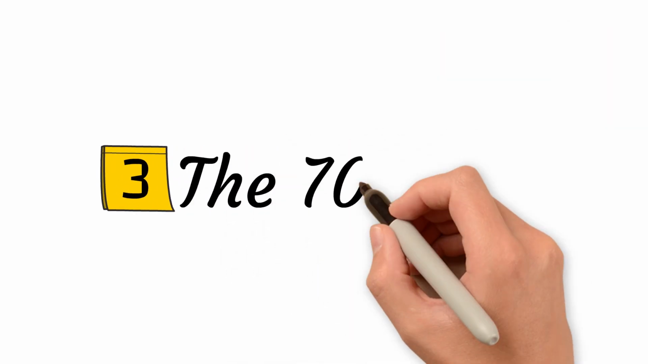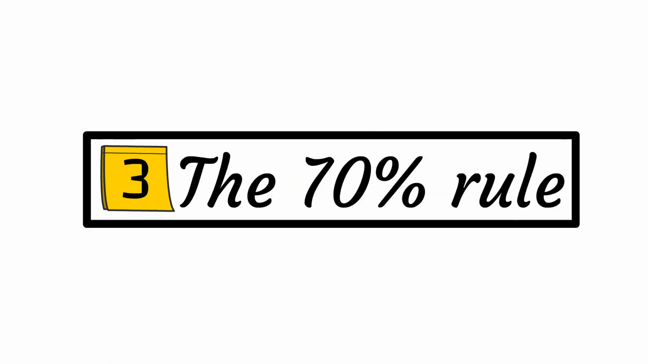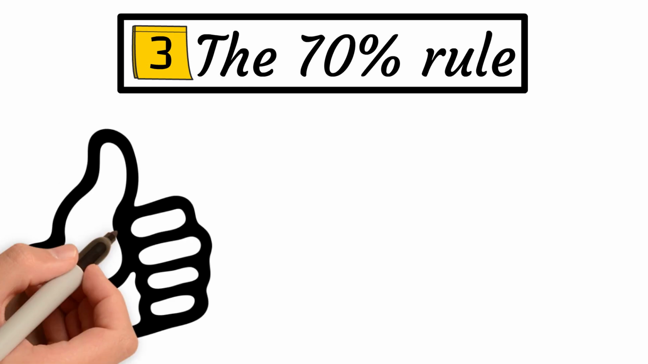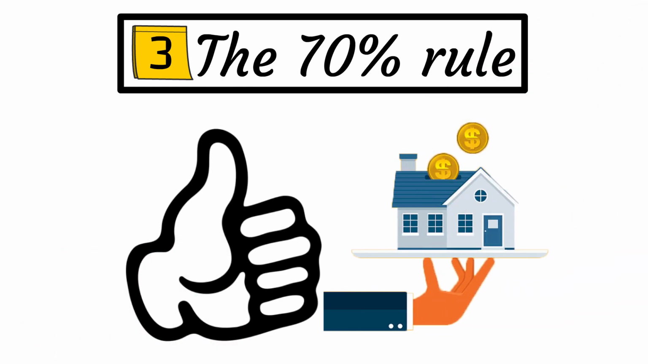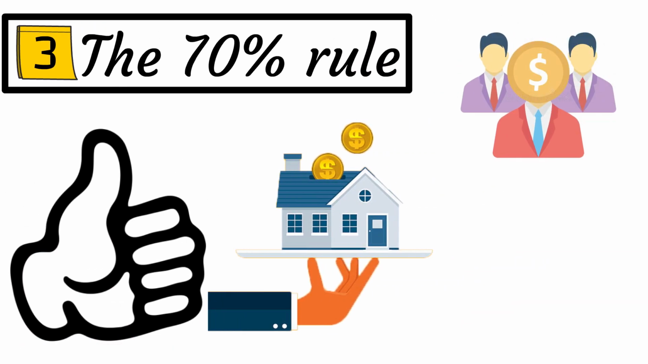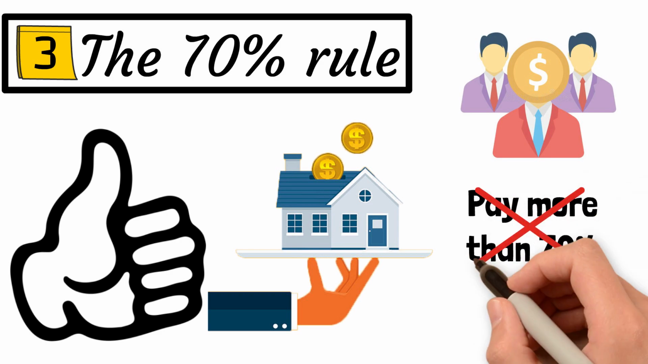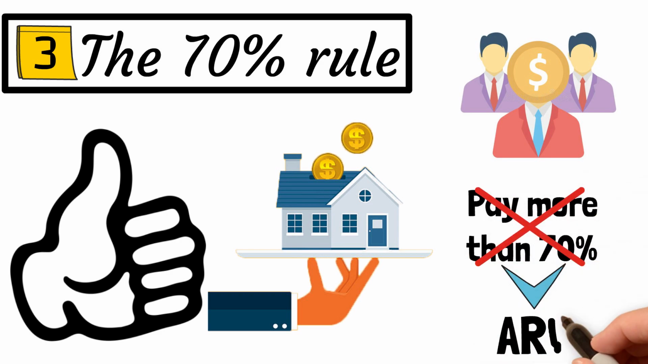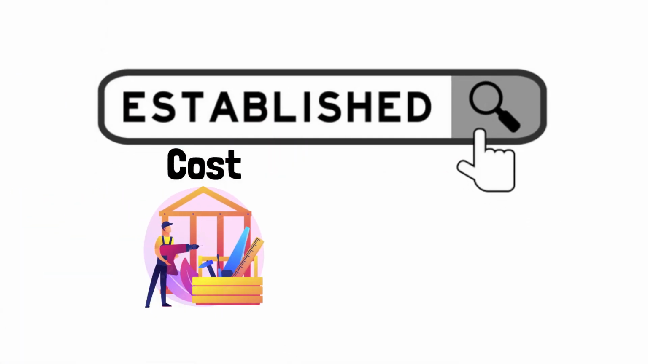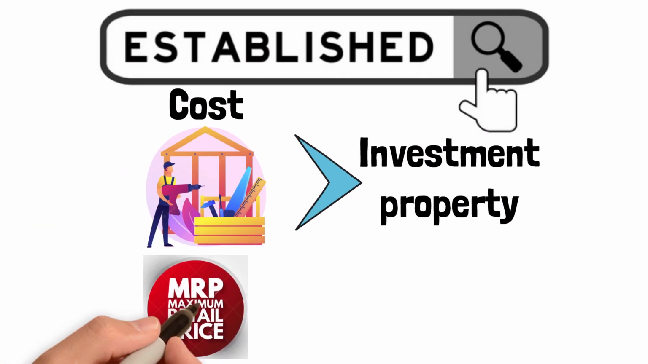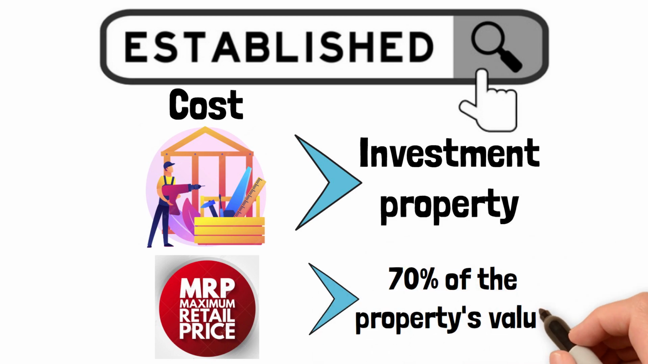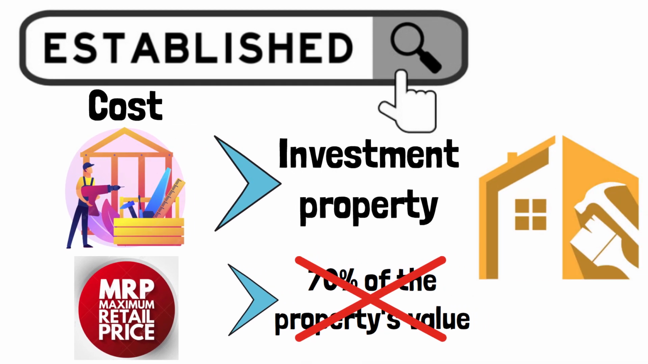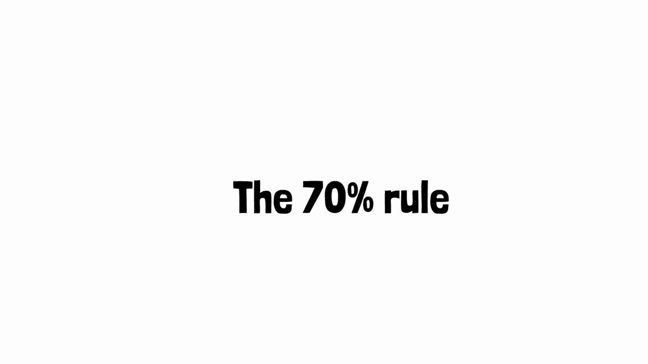Number 3. The 70% Rule. The 70% rule is a rule of thumb in real estate investing that says that an investor shouldn't pay more than 70% of a property's after-repair value, or ARV, for it. Once you've established the cost of renovating an investment property, your maximum purchase price should not exceed 70% of the property's value when the renovations are completed. So let's put the 70% rule to work.